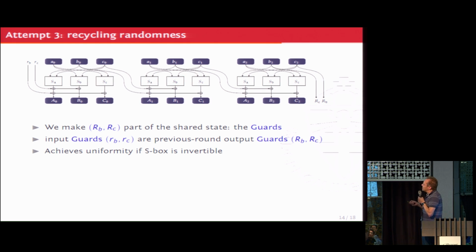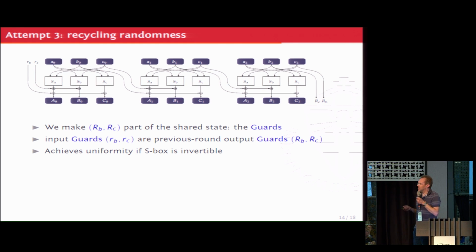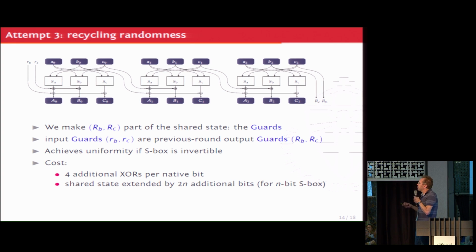So I can show that this achieves uniformity if the S box is invertible. I will do that on the next slide. How much time do I still have? 3 minutes, yeah. So I can prove it in 3 minutes. I have to prove it in 3 minutes. The cost of this is, here we have these XORs, so it's only 4 additional XORs per native bit. And the extension of the shared state is with two shares of S box width.